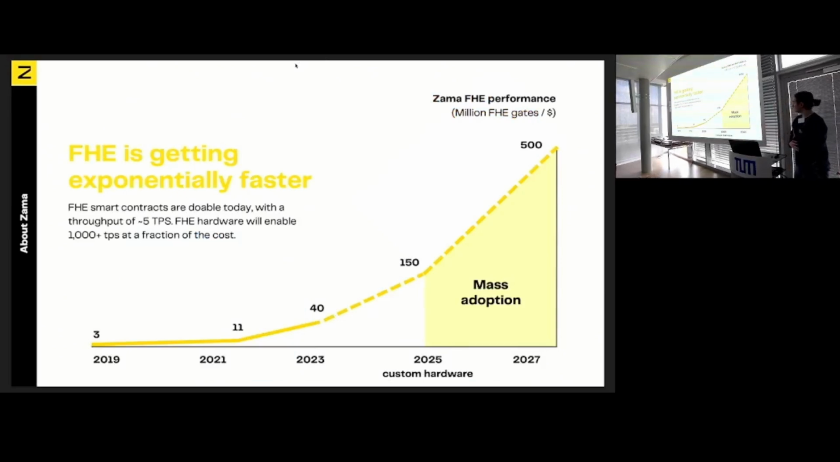We're working in close collaboration with KU Leuven, who has an accelerator program, in order to have FPGAs compute number theoretic transforms, because this is the main bottleneck in FHE computation. And I'm a research guy, so I can't tell you more about the numbers. This is what we expect: 500 million gates per dollar. Okay, thanks.